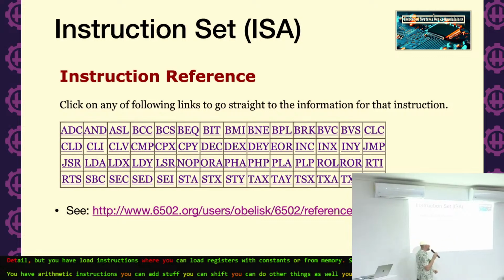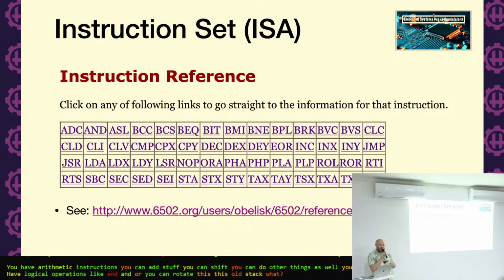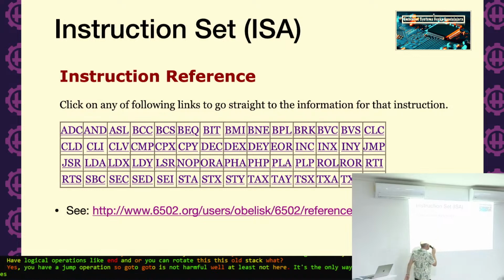These are all stack. What? Jump. Jump, yes, you have a jump operation, so goto is not harmful. Well, at least not here. It's the only way to do it, basically. And you have various kinds of branches. The B instructions are conditional. They look at your flags, and the branch might be executed or not.